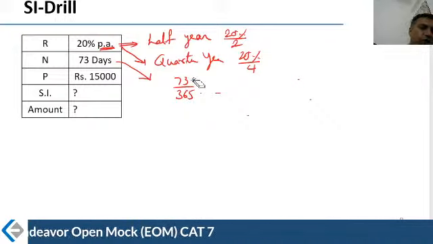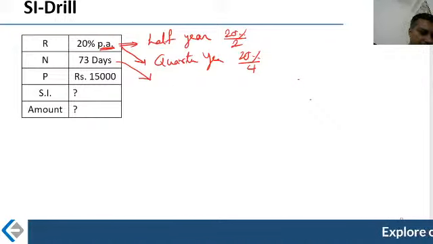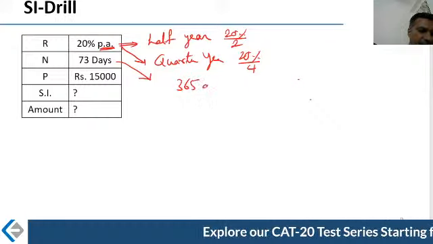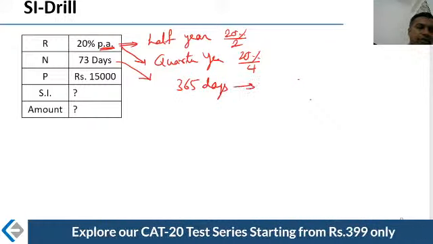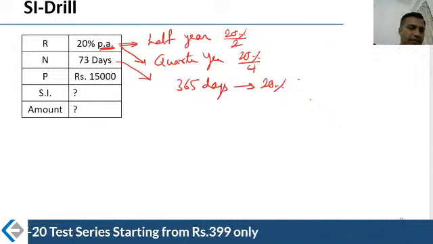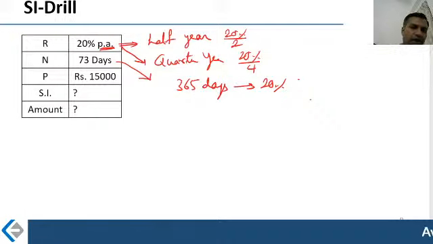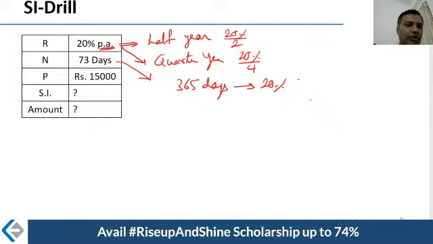You are trying to say that if you keep it for 365 days, I am promising you 20% as the return per annum. More often than not, years have 365 days. Therefore, when nothing is mentioned, take it as 365 and conclude the problem. I cannot go with the rarity. I should go with what is often used. So 365 days gives me 20%.